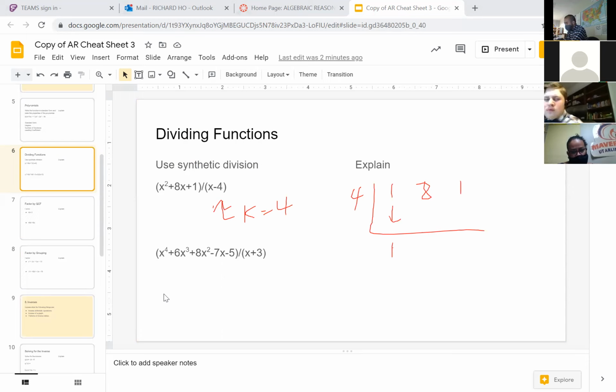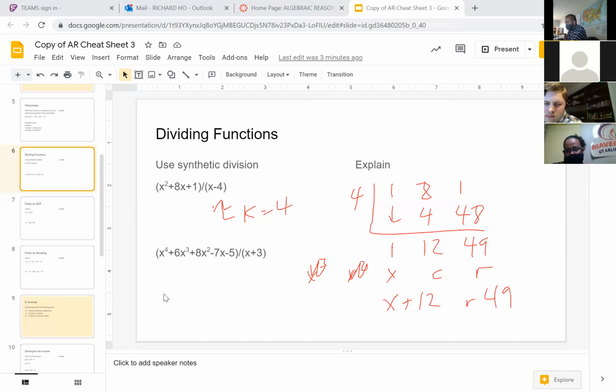Then 4 times 1 is 4. 8 plus 4 is 12. 4 times 12 is 48. And so add those together, that's 49. So remember, this is your remainder, this is your constant, this is your x term. If you have more terms, you have x squared, x to the third, and so on. But we don't have those on this one. So your answer here is x plus 12 with a remainder of 49. There is one more thing you have to do with that, but you can stop there. So that's how dividing works.